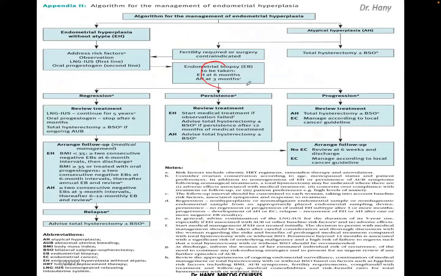Persistent endometrial hyperplasia with treatment, medical treatment or Mirena. Persistent ongoing bleeding. Hysterectomy plus bilateral salpingo-oophorectomy. Endometrial hyperplasia, even simple endometrial hyperplasia, but there is ongoing bleeding, failure, persistent, hysterectomy. From the start, atypia, hysterectomy.